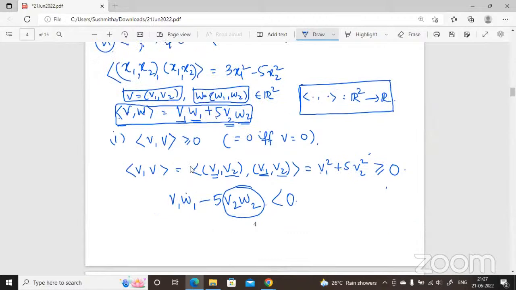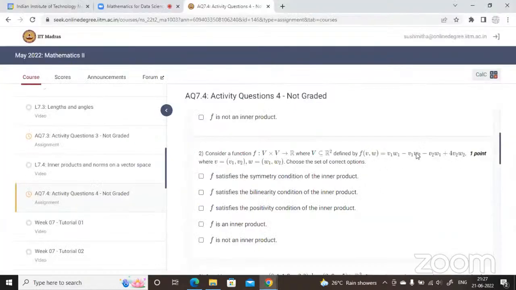So that is why I am telling that we want the coefficient of same subscript terms to be positive. If it is a different subscript and if it is a minus, it's not an issue. We have seen this is an inner product.